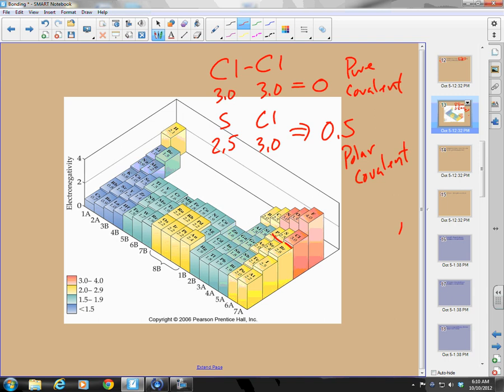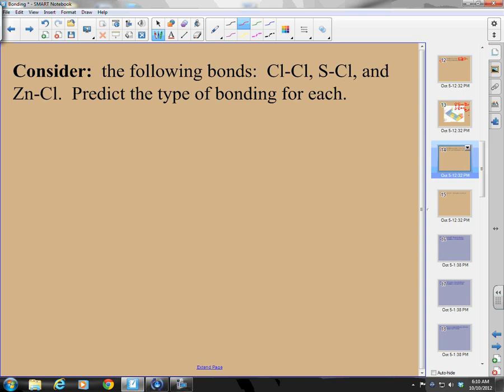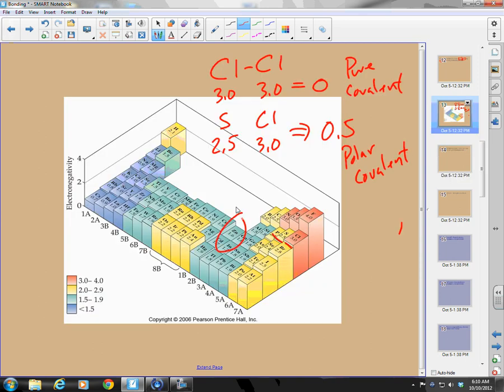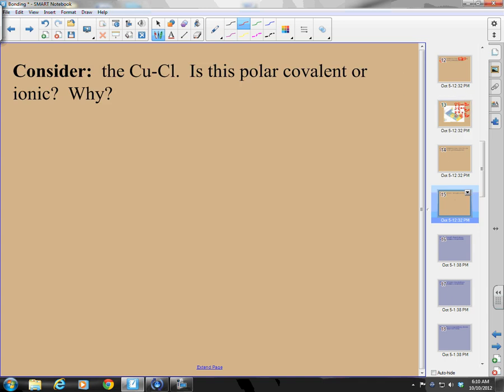And then my last is what? Zinc and chlorine. Where's my zinc? Zinc is right down here. It's zinc 1.6. Chlorine is a 3.0. What is that? 1.4 difference. 1.4, so I'm going to say that is polar covalent. That's what I would predict, that it is polar covalent. Good. Questions? Excellent. Moving on to the last one.